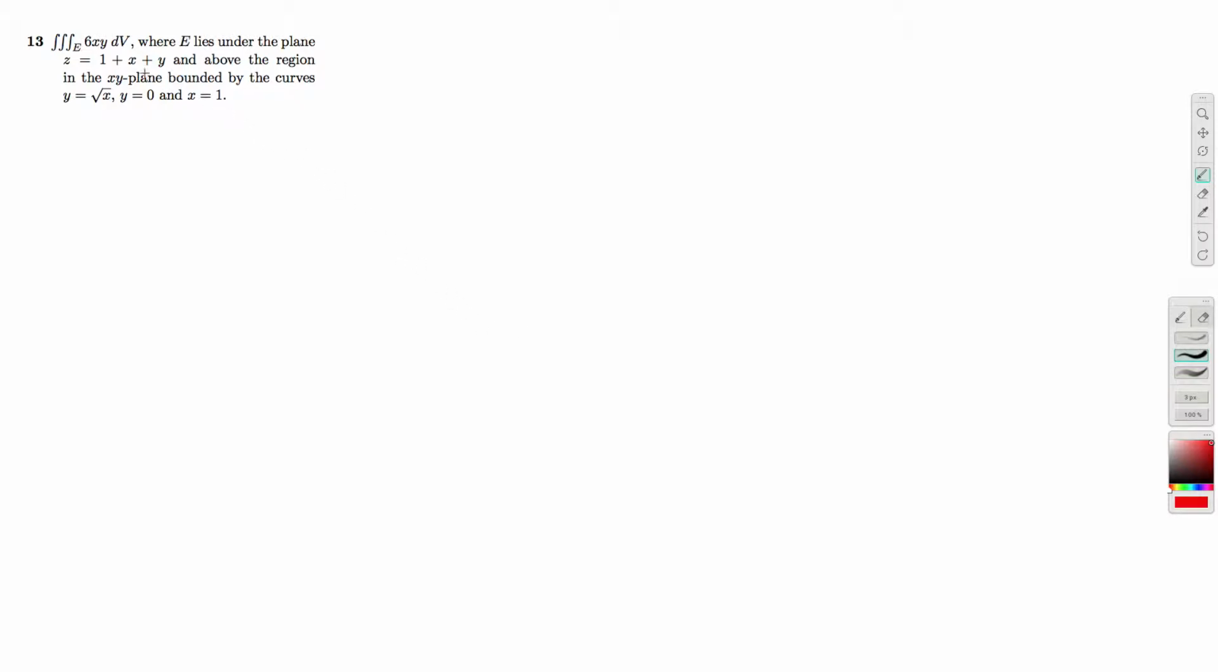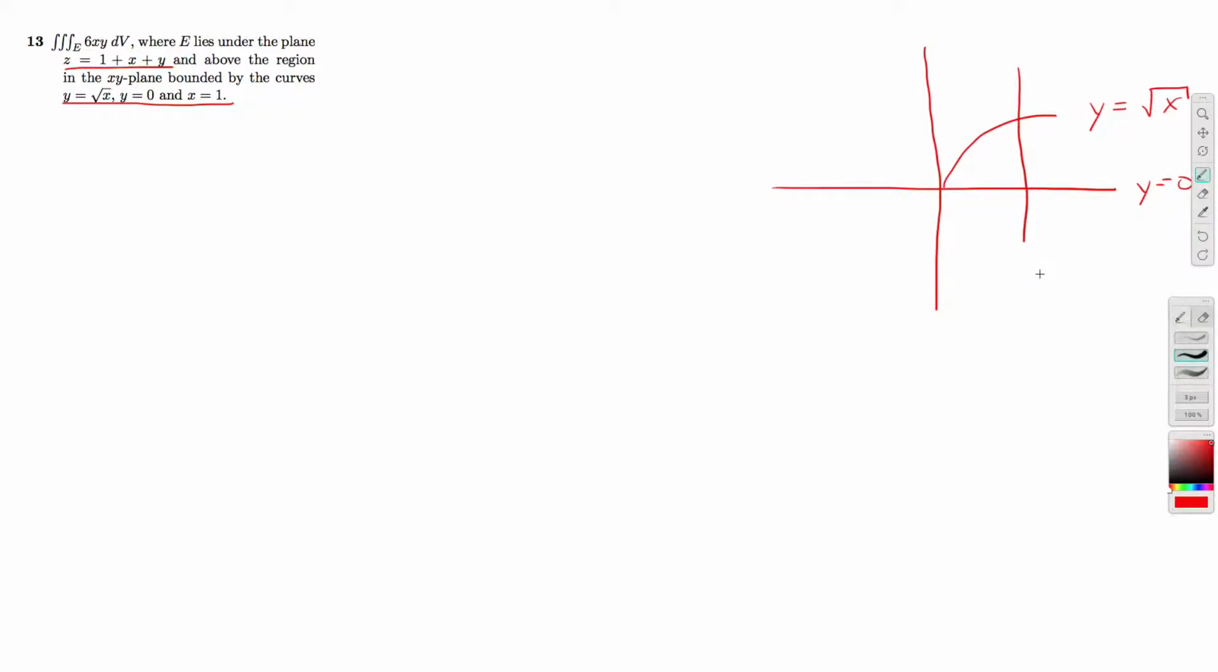Okay, so we're solving this equation, and we know that we're finding the area under this plane and above the region in the xy plane bounded by these variables. So let's just quickly draw these. We've got y equals the square root of x, y equals 0, which is just that line, and x equals 0. That is not a straight line. So we're dealing with this region, and this is our xy plane.